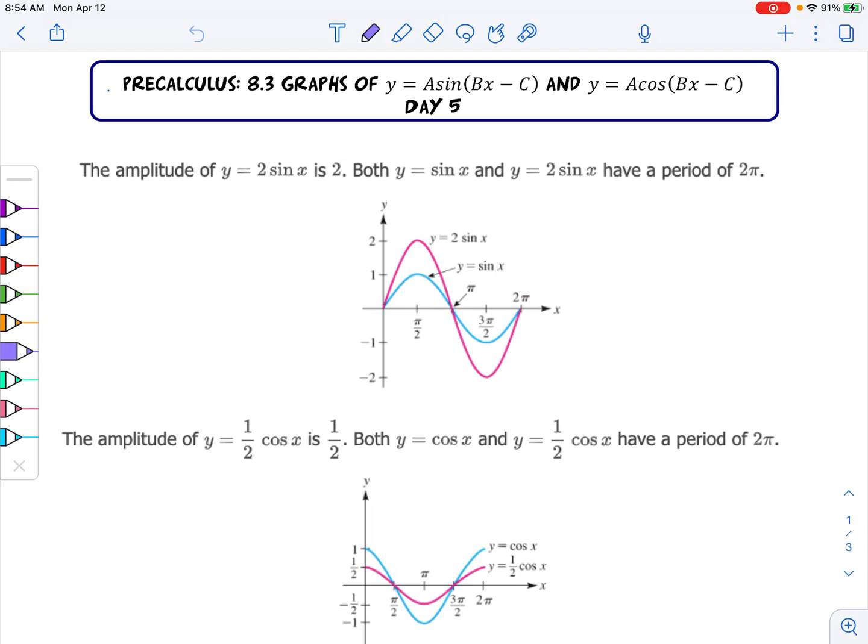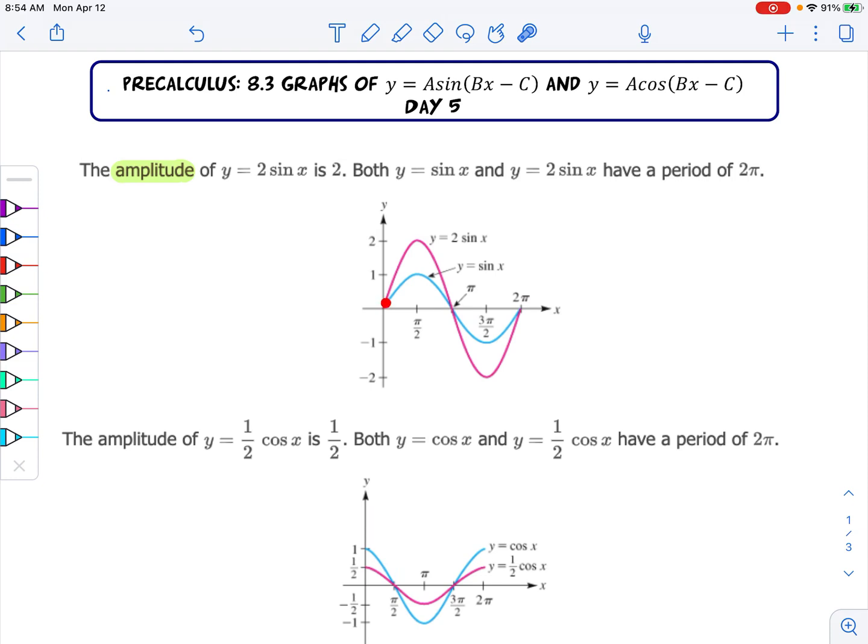So today we're going to talk about amplitude at the beginning. Amplitude, remember, is the height of the graph. So from the center up or the center down, it's the height of the graph. So we're going to look at the fact that our normal graph, y equals sine of x, has an amplitude of 1, because normally there's a 1 in front.